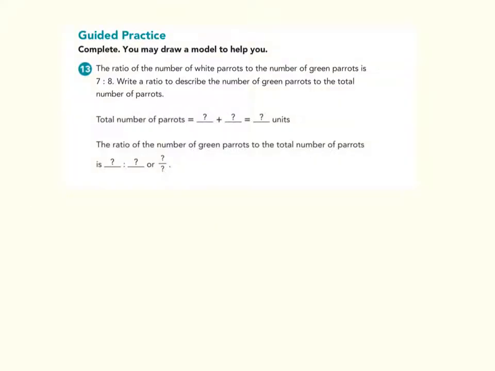Let's work this one together. The ratio of the number of white parrots to the number of green parrots is 7 to 8. Write a ratio to describe the number of green parrots to the total number of parrots. So the total number of parrots would be 7 plus 8 equals 15 units. I'm working this right here just to show you. Now let's go on to the next part.